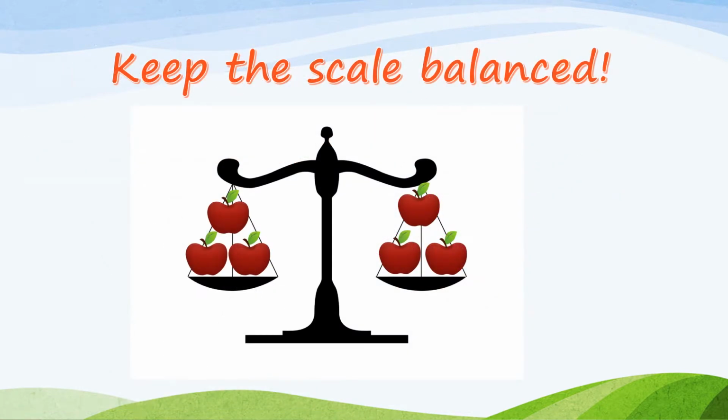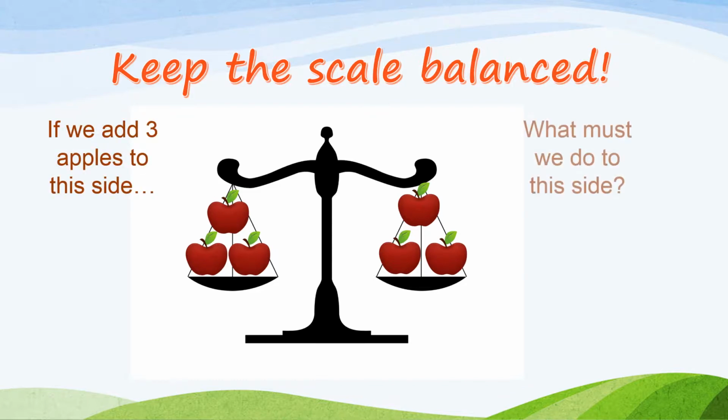For example, let's use apples to visually see this balance. You must keep the scale balanced. If we add 3 apples to this side, what must we do to this side? Now you see that I added 3 apples to this side and had to add 3 apples to this side to make sure that the scale was balanced.